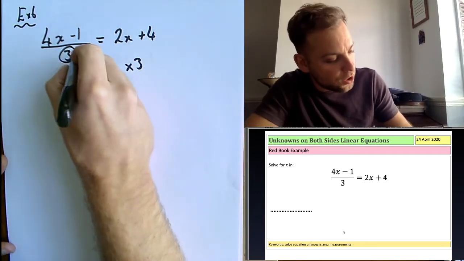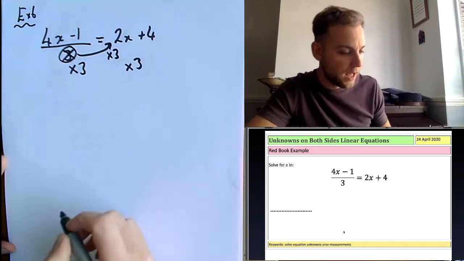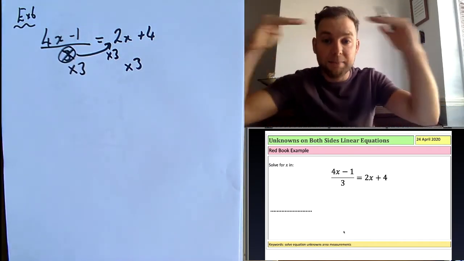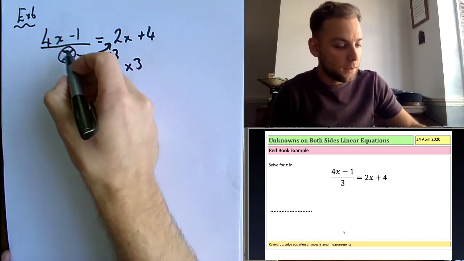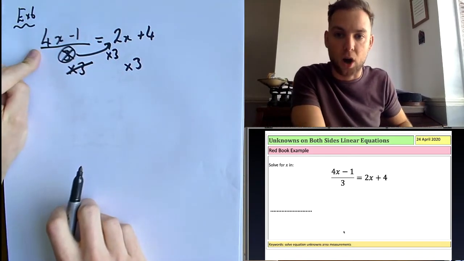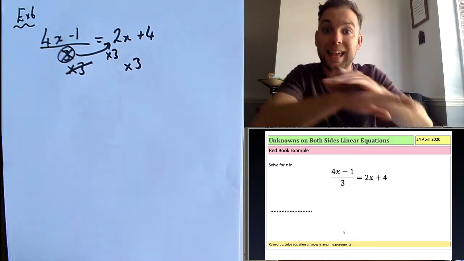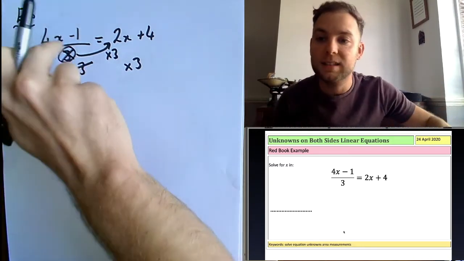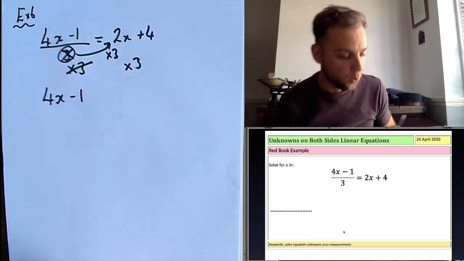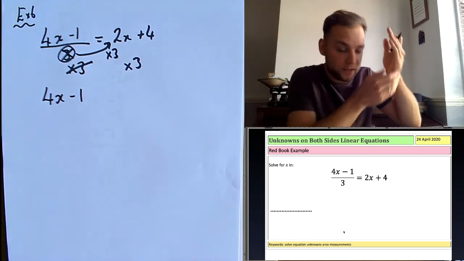Some people kind of circle this and take it to the other side and times by 3, okay, to get rid of that. Now be careful. If I'm timesing a divide by 3, that means it cancels. I don't need to multiply this top. The whole point here is that I'm timesing by 3 to get rid of that bottom. So I'm not timesing this top by 3. I'm just left with 4x minus 1. To get rid of that divide by 3, I'm timesing the other side by 3.